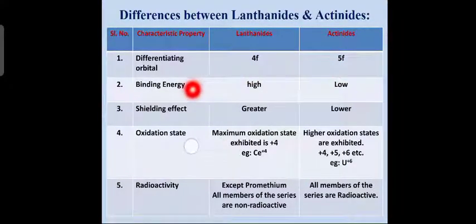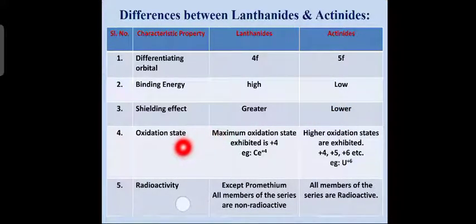Then binding energy. In the case of lanthanides, binding energy is high. In the case of actinides, binding energy is low. Shielding effect is greater in lanthanides because 4f orbitals are present. Actinides have lower shielding because 5f orbitals are present.